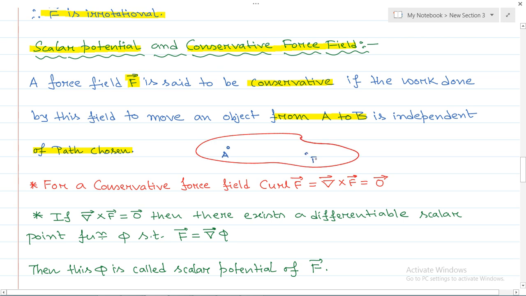Now if this is a conservative force field region, and in this force field we want to move an object from A to B through any path, suppose this path or this path, or I choose this path, the work done is going to be independent of the path chosen. Such a field is said to be a conservative force field. Whenever a force field is conservative, always remember the curl of that field is going to be 0. So curl of F is 0, so F will become irrotational. So every conservative force field is an irrotational force field.